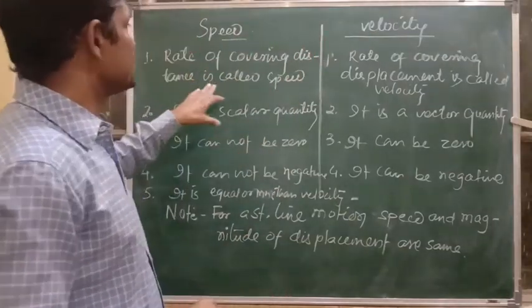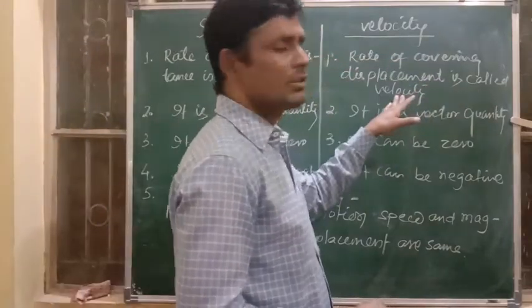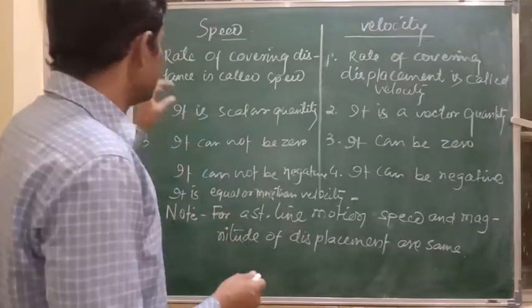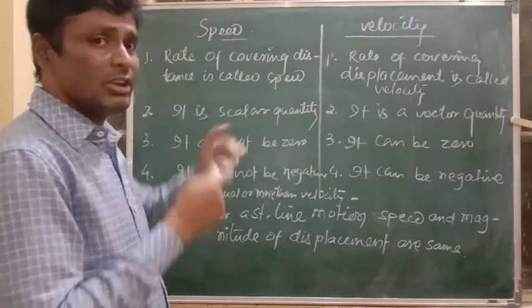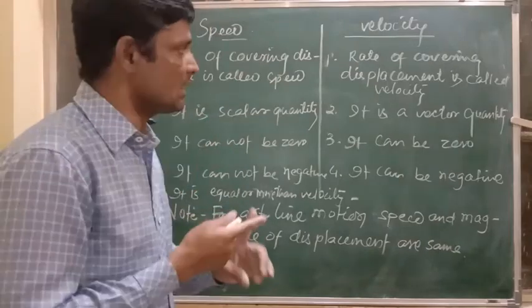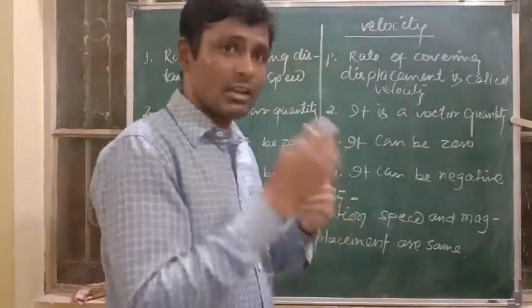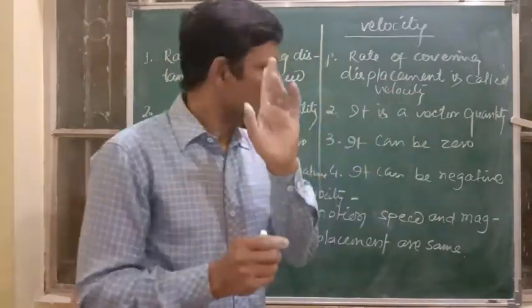Rate of covering distance is called speed and rate of covering displacement is called velocity. It is already discussed in the earlier part. Speed is a scalar quantity. Why is it a scalar quantity? Because it is the measurement of a scalar quantity, distance, in one second. And velocity is a vector quantity because it is the measurement of a vector quantity, that is displacement, in a particular direction during 1 second.